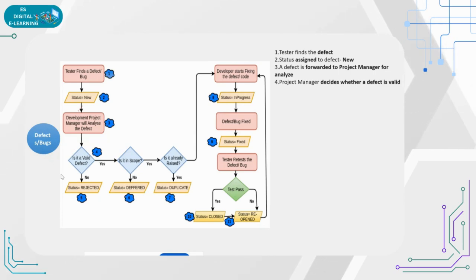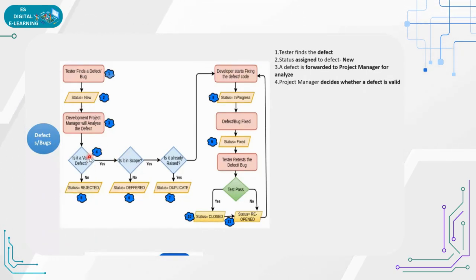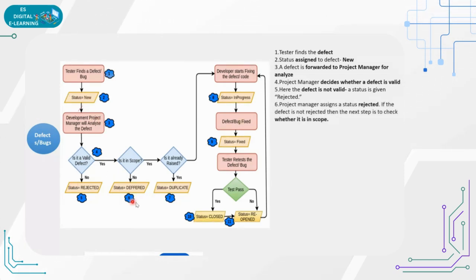What he will do is check whether the defect is valid or not. You need to see the numbers here, 1, 2, 3, the order will be like this, and in parallel the points will come here. Here the project manager or the test lead, or anyone who has higher knowledge of the concepts, will do this validation. If the defect is not valid, they will reject it. If it is in scope, then it is taken into priority.